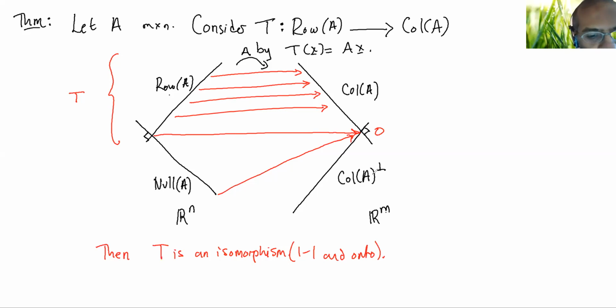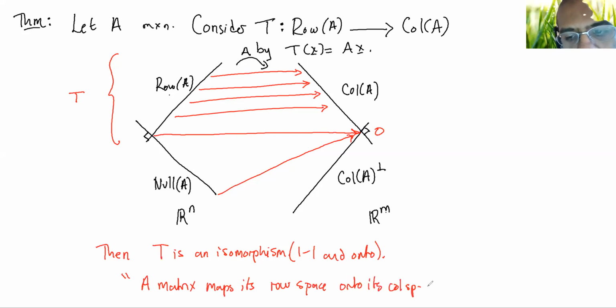Okay. So people often say this in quotes: a matrix maps its row space onto its column space. This is even stronger than saying that their dimensions are equal. I mean, we know that two vector spaces with the same dimension are isomorphic, but this is actually saying A itself is an isomorphism when you restrict it to the row space. So are there any questions about the statement?